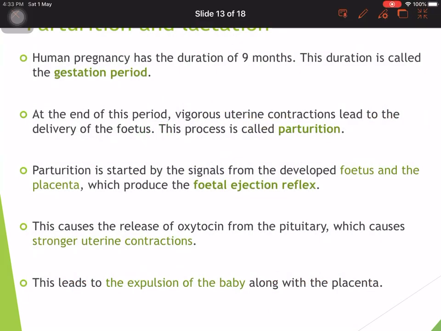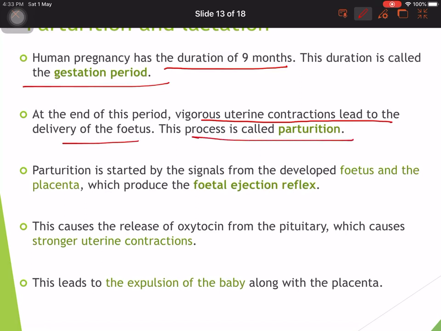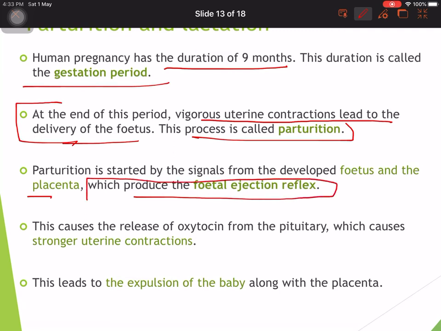Parturition and lactation. Human pregnancy has a duration of 9 months, and this duration is called the gestation period. Every organism has its own gestation period. At the end of this period, vigorous uterine contraction leads to the delivery of the fetus, and the process is called parturition. So when the delivery of the baby is going to come, that is known as parturition, and it is started by signals from the developing fetus and the placenta, which produce the fetal ejection reflex. This term is very important. So this is the term used when the baby is about to be delivered.